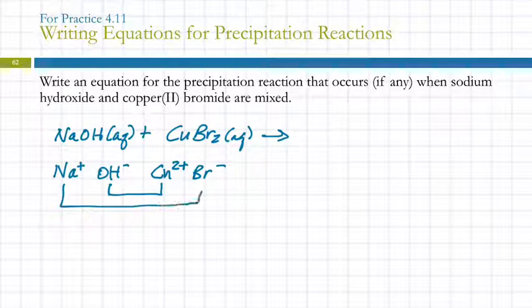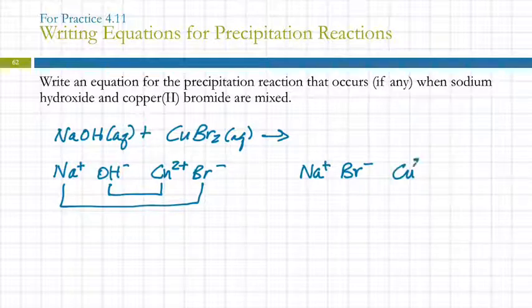Okay, now we're going to swap partners. It's CuBr2. Kind of looks like a Z, but there's no reason to put a Z down there. So now I'm going to swap partners and see what happens. I'm going to put sodium with bromide and that copper 2 with hydroxide.